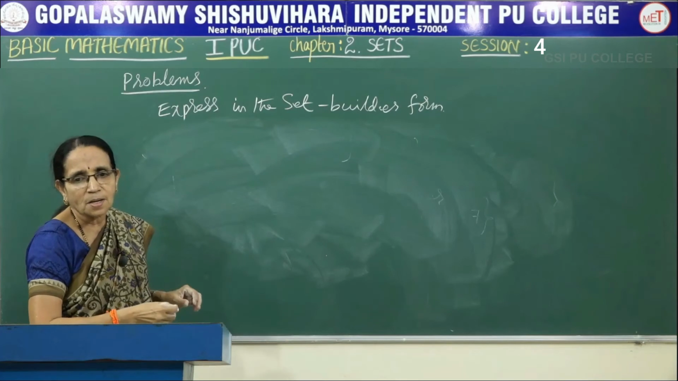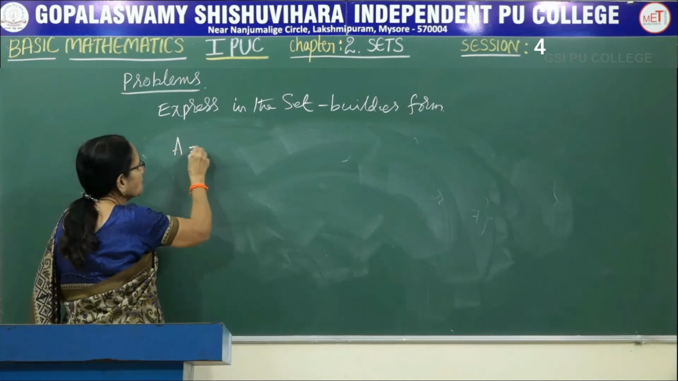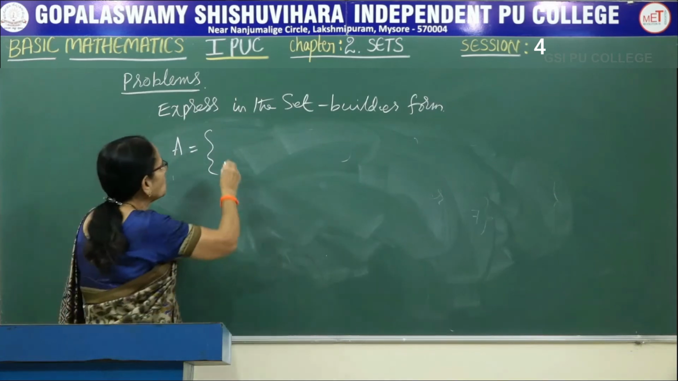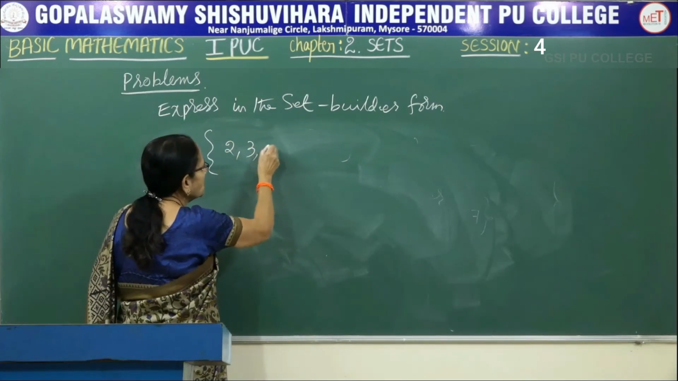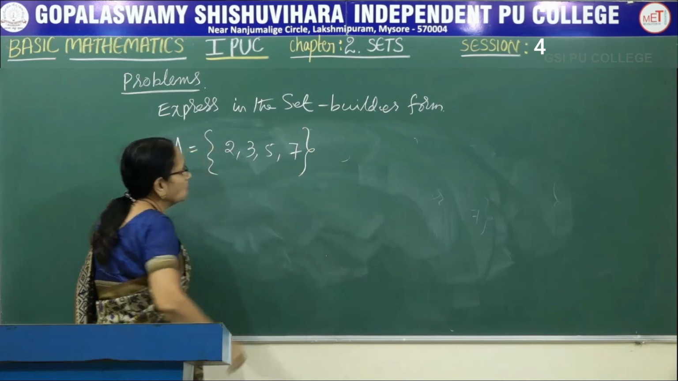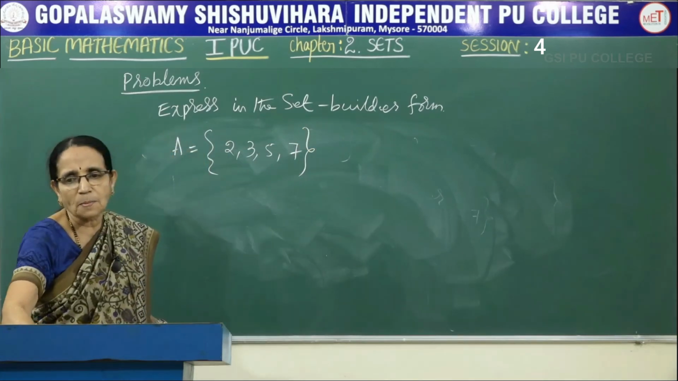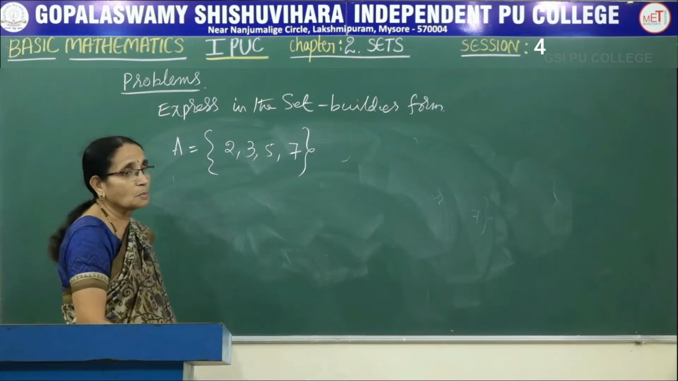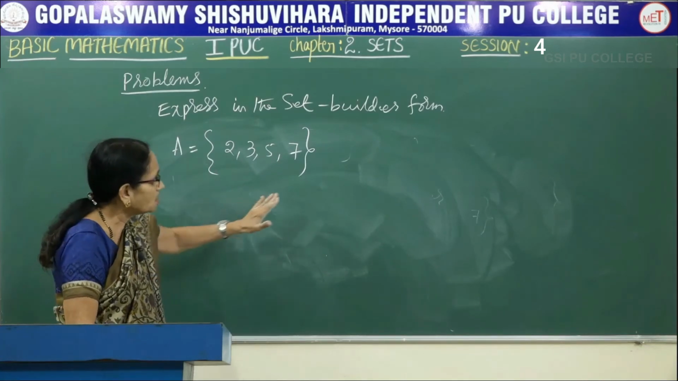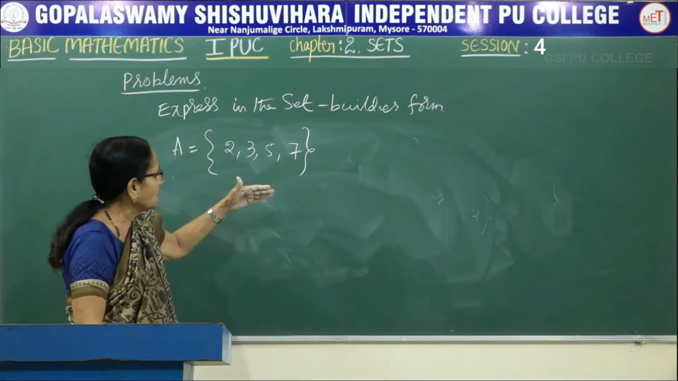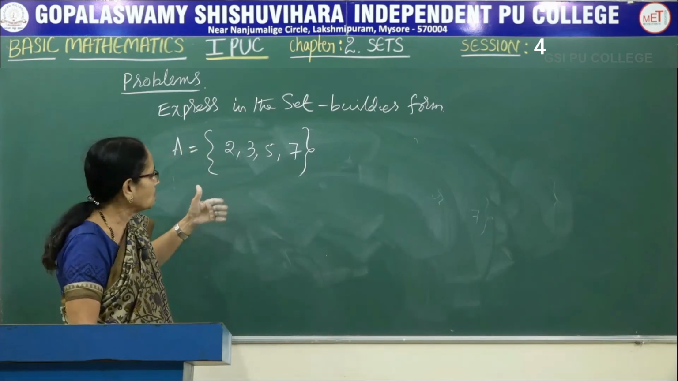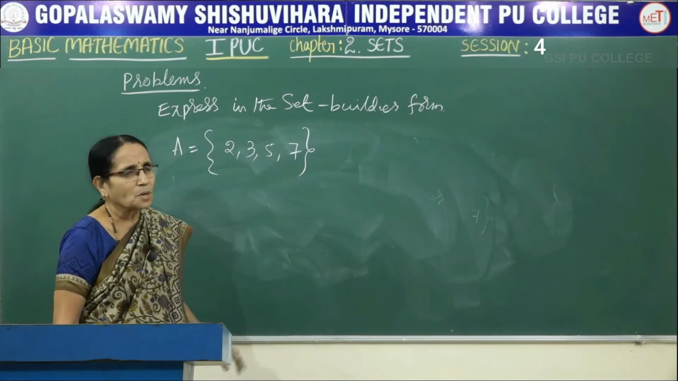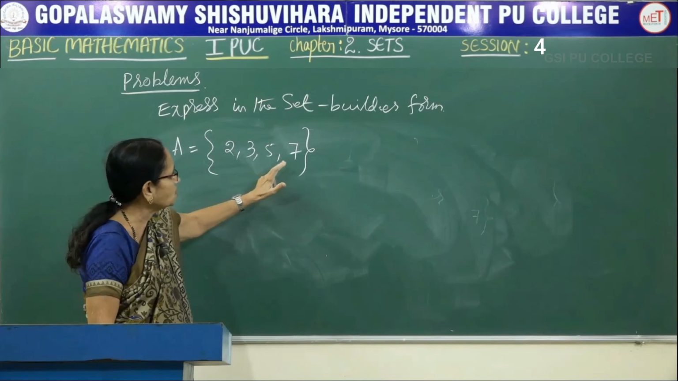Here the set A contains the elements 2, 3, 5, 7. Now look at these numbers. See all these numbers now. Again, as I told in the previous one, there are no squares or cubes or multiples, nothing. All are unconnected numbers.